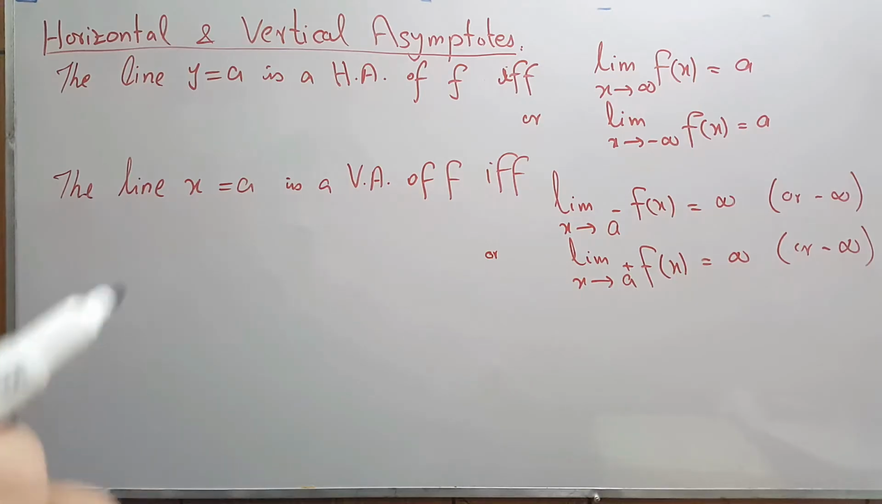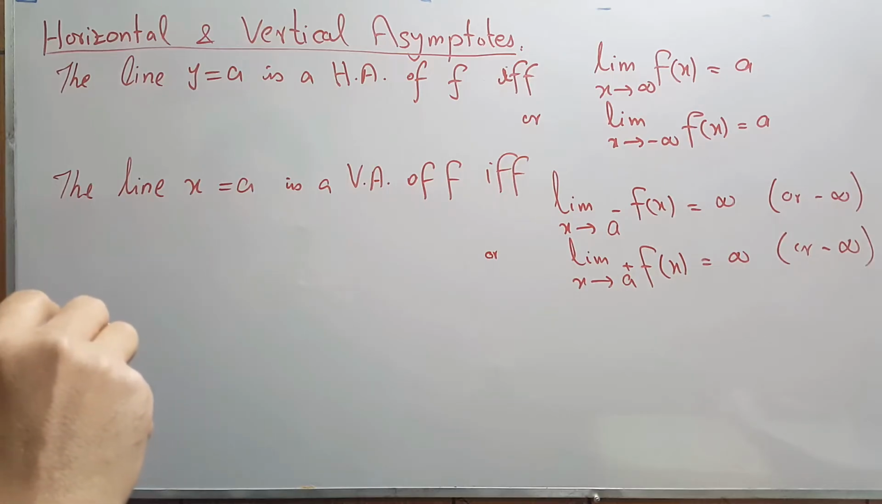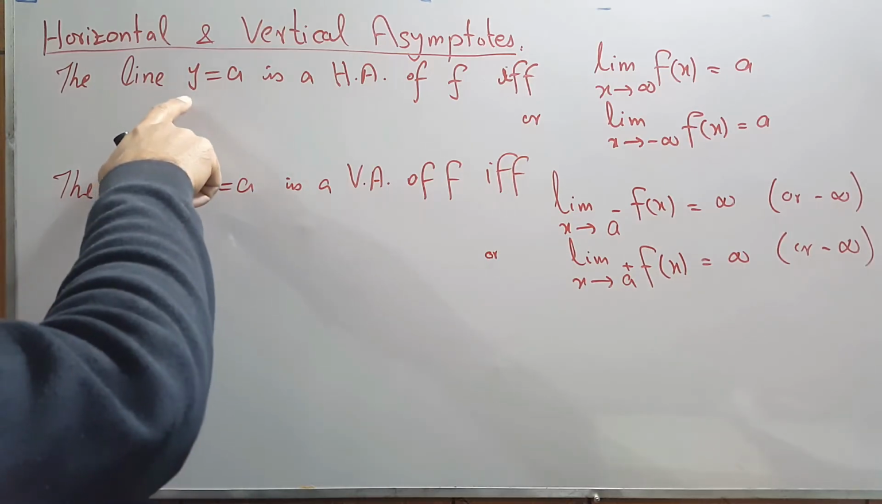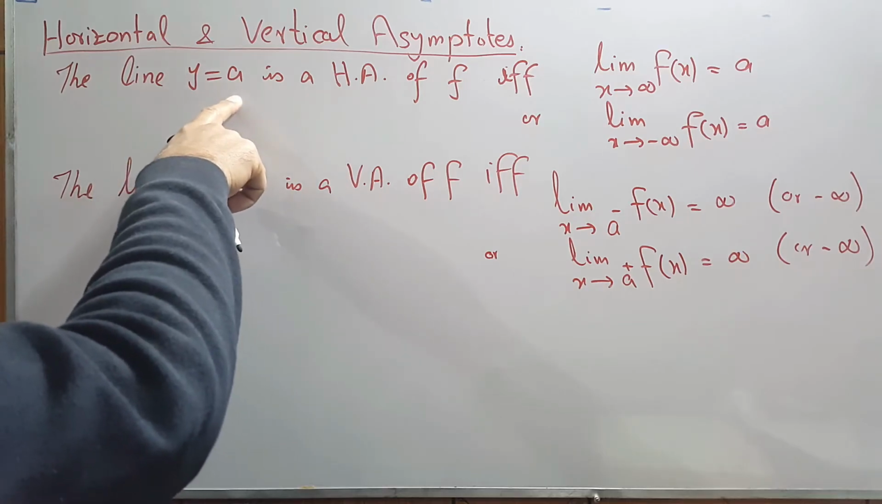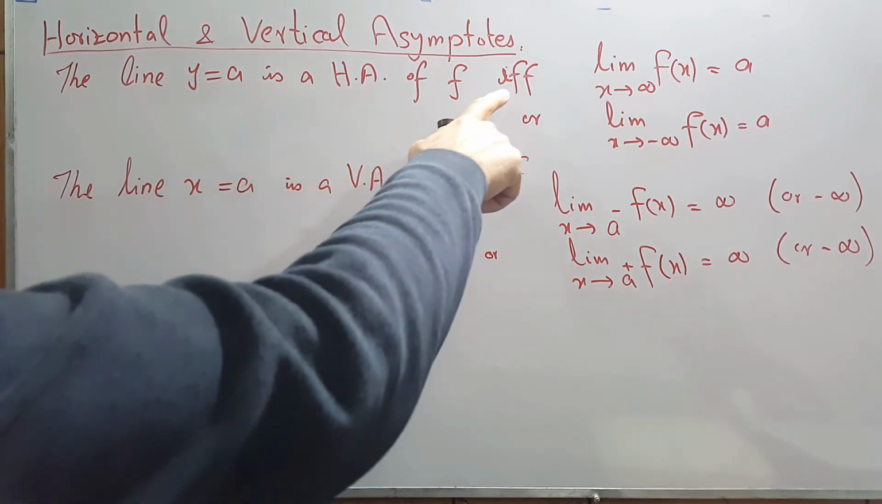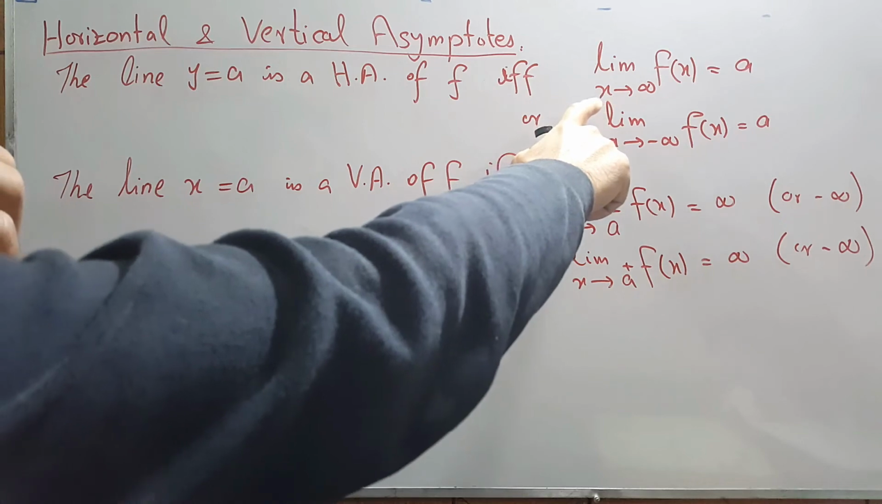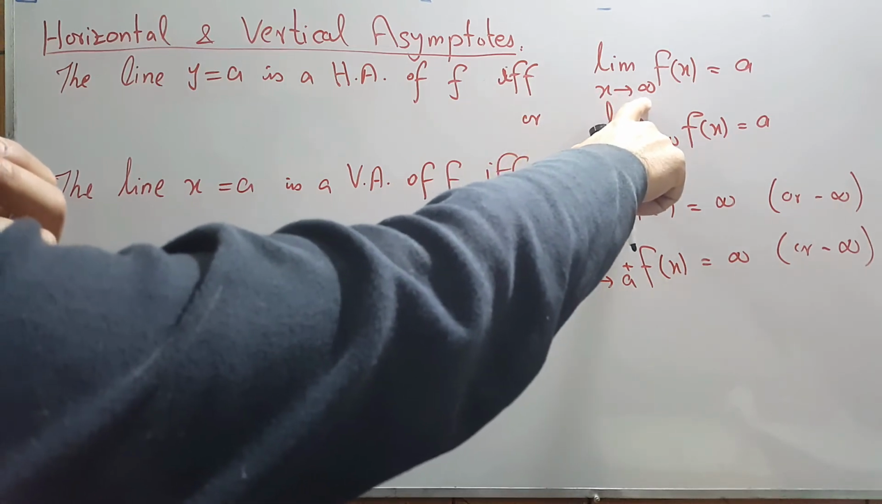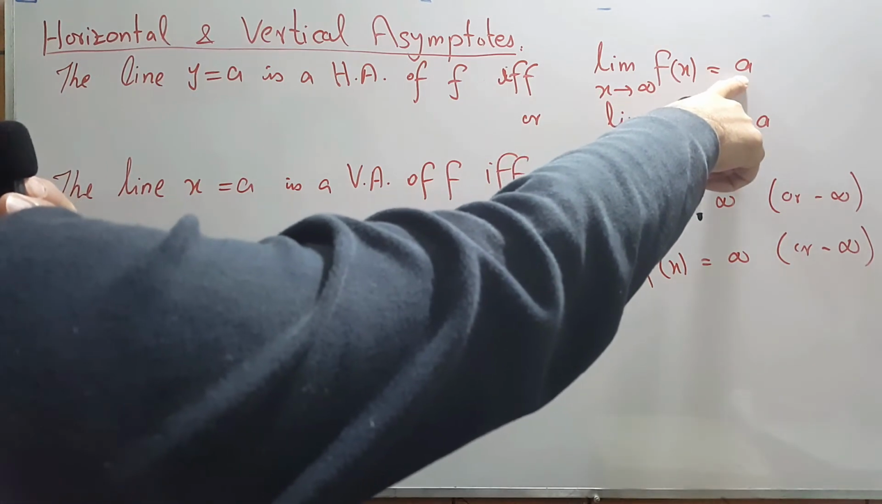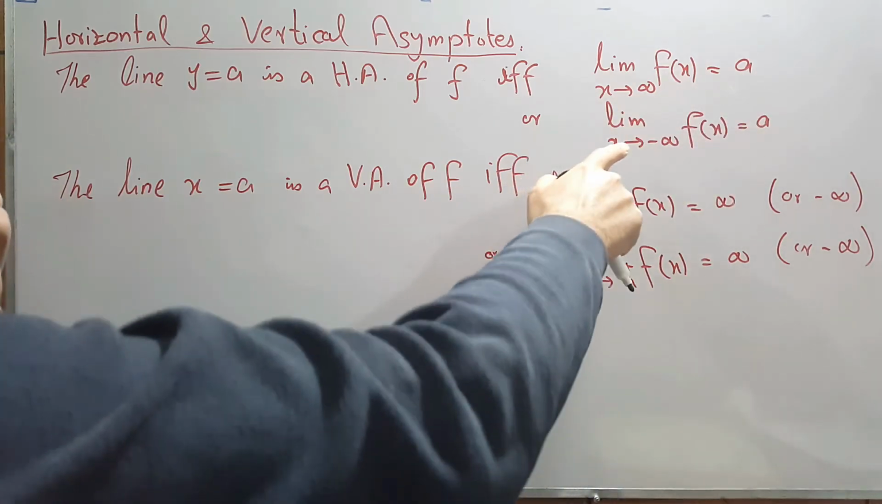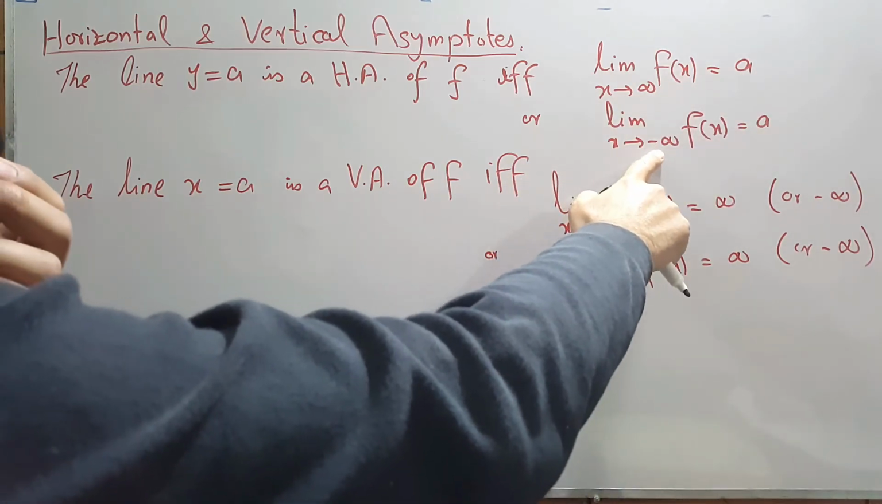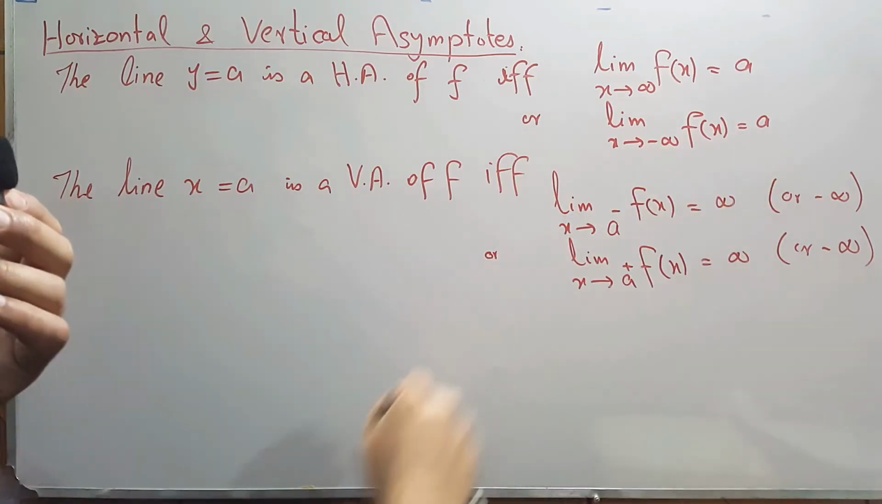Okay, in this video we will discuss horizontal and vertical asymptotes and find the limits of a given function. So what is a horizontal asymptote? A line y equals a is called a horizontal asymptote if and only if the limit as x approaches infinity of f of x gives you that number a, or if x approaches minus infinity of the function, it gives you a.